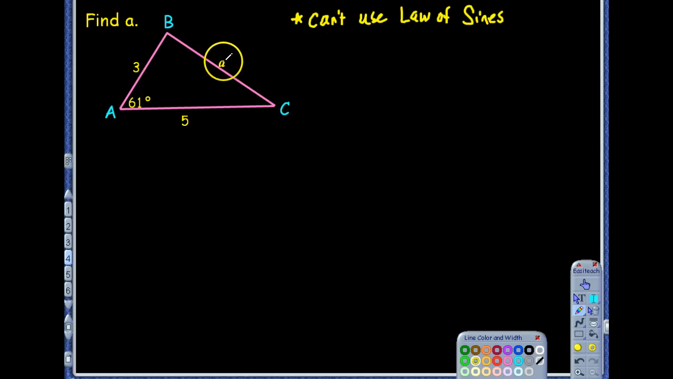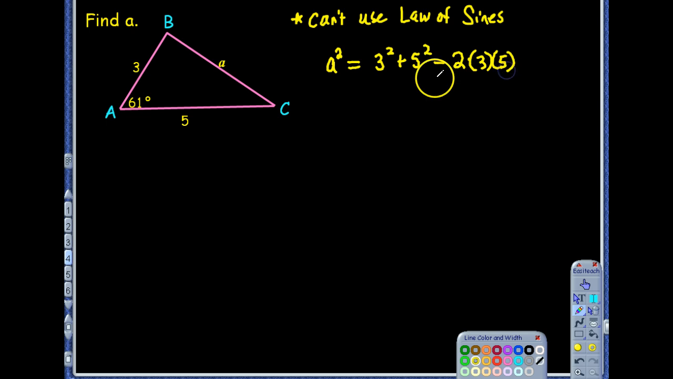Since this is the side I am finding, and the angle I'm given, that's what I'm going to start with. So I'm going to start with a squared equals 3 squared plus 5 squared minus 2 times 3 times 5. I'm just going to put them in parentheses. You don't have to; you could just write it with the little dot. Either way. And then cosine of 61. And notice the reason you had A here and 61 is that those are opposite.